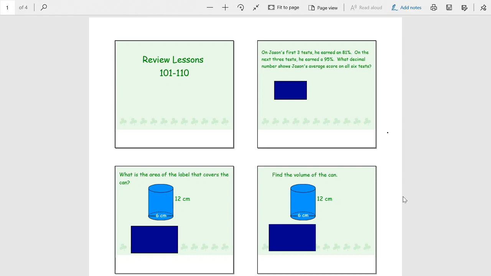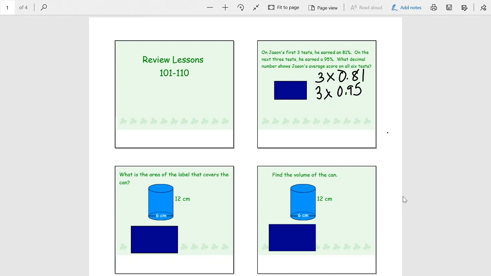On Jason's first 3 tests, he earned an 81%. On the next 3, he earned a 95%. What decimal number shows Jason's average score on all 6 tests? Well, we can't just average these percentages right here because we have to take into account how many tests he actually earned that score with. So we have 3 tests at an 81%, or I'm going to show it as a decimal since that's what our answer is supposed to be in. So 0.81 and 3 at 0.95.